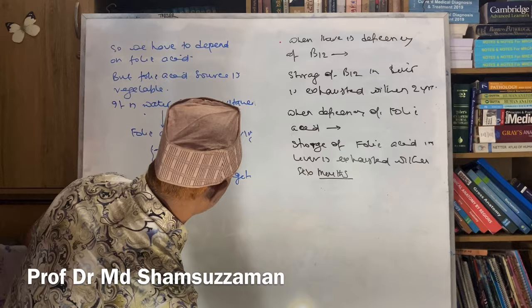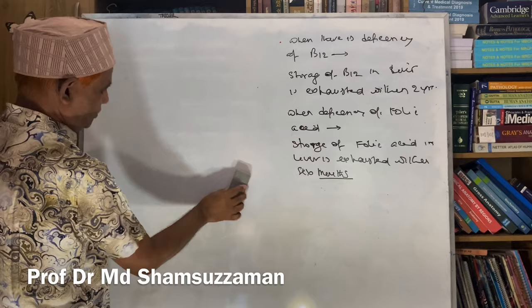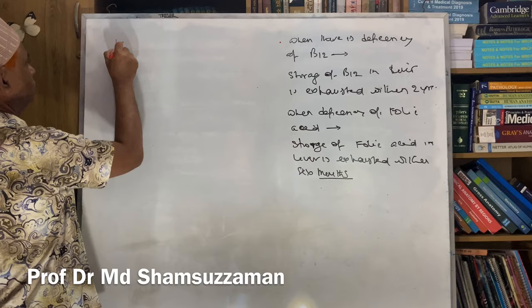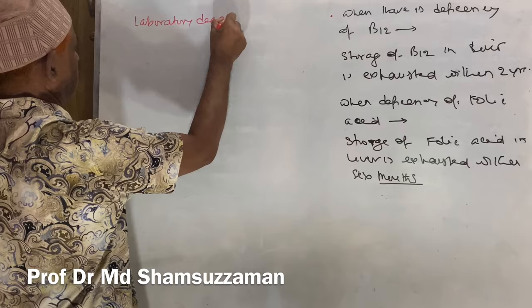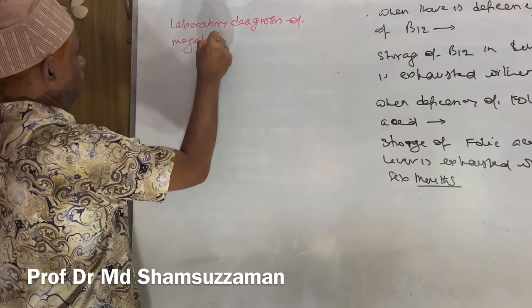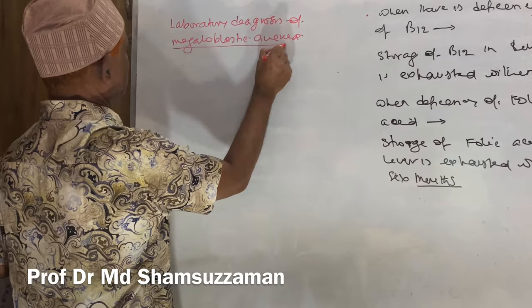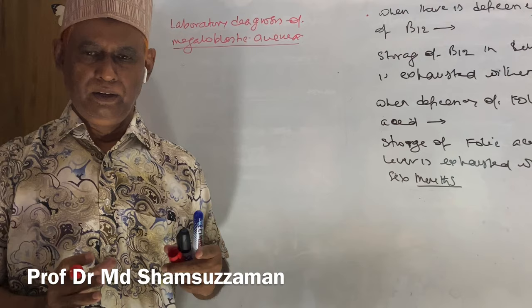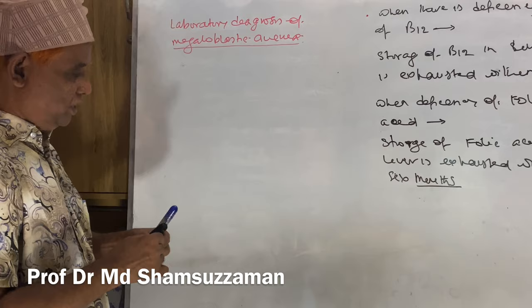Now, come to laboratory diagnosis of megaloblastic anemia. Dear audience, I have told you, in megaloblastic anemia, macrocyte is found in blood and megaloblast is found in bone marrow. So now come to laboratory diagnosis of megaloblastic anemia.